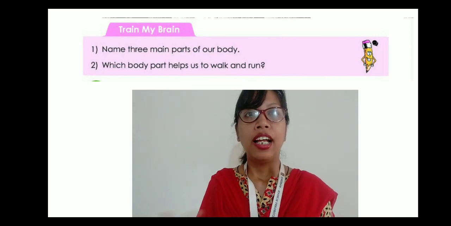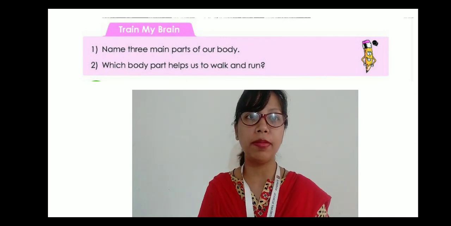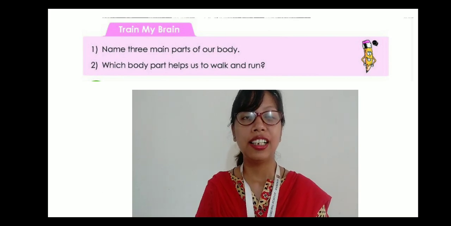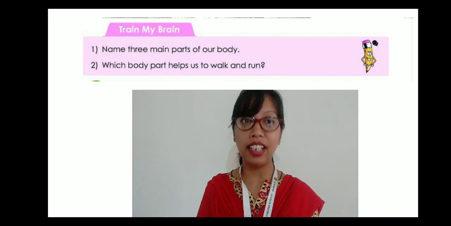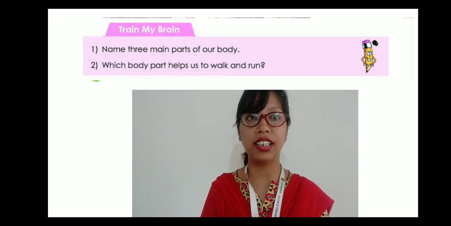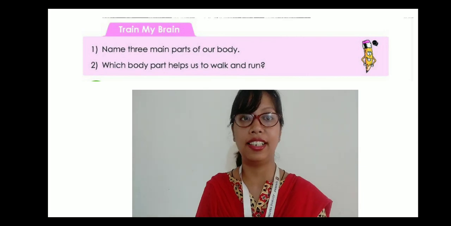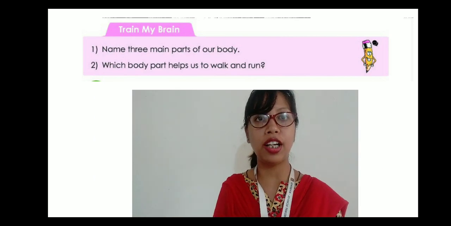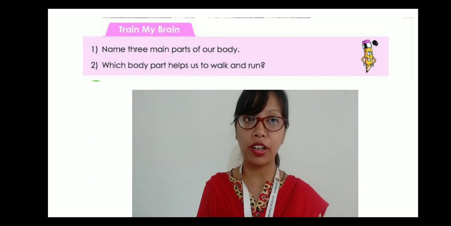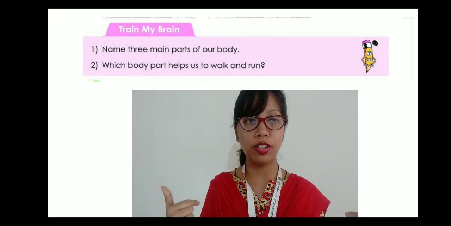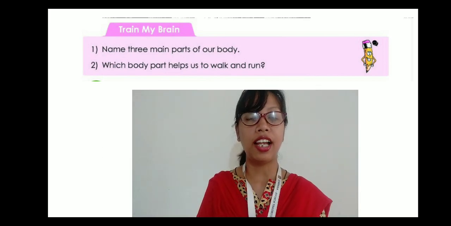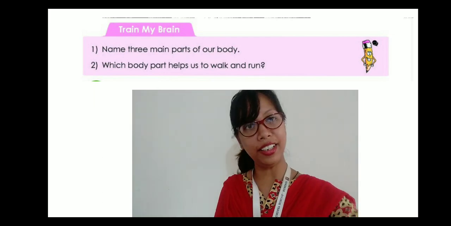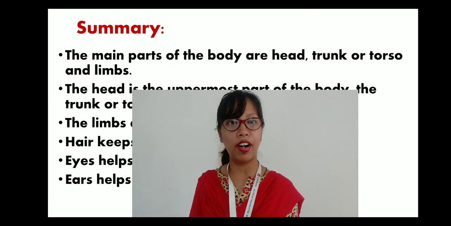Clear? Number two, which body part helps us to walk and run? Yes, which is very common to you. Not limbs, you have to say legs. Legs help us to walk and run. So the first one is the three main parts of our body are head, trunk or torso and the limbs. And number two is legs help us to walk and run. Clear?